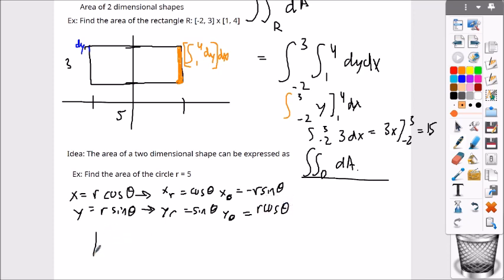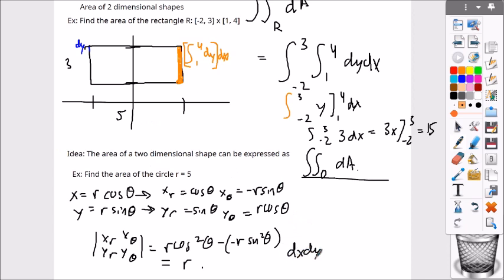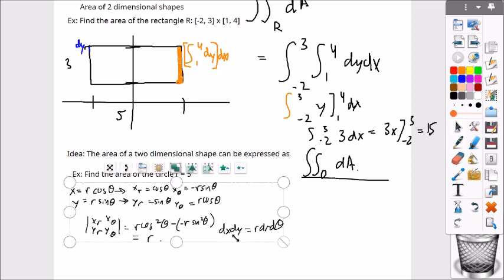Alright, so our Jacobian, the determinant of x sub r, x sub theta, y sub r, y sub theta, is r cosine squared theta minus -r sine squared theta, which is just r. It's just r. So what does that mean? That means that dx dy is r dr d theta. So now with this knowledge, we can integrate.